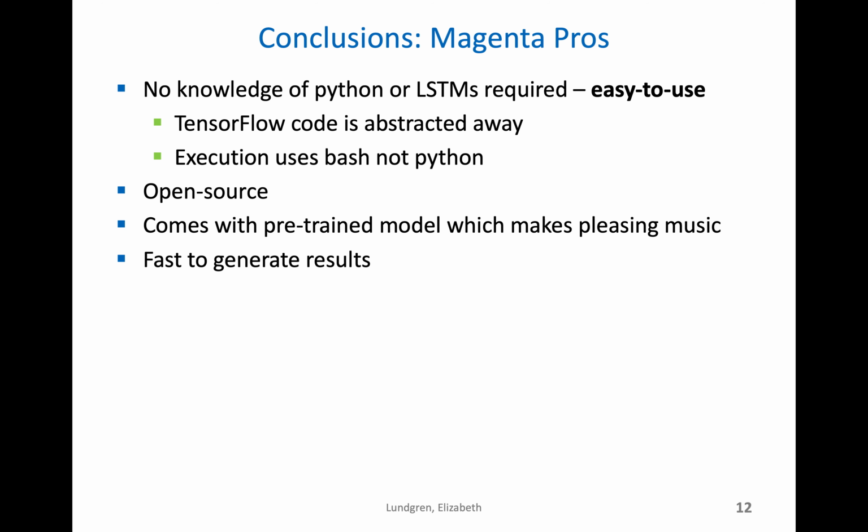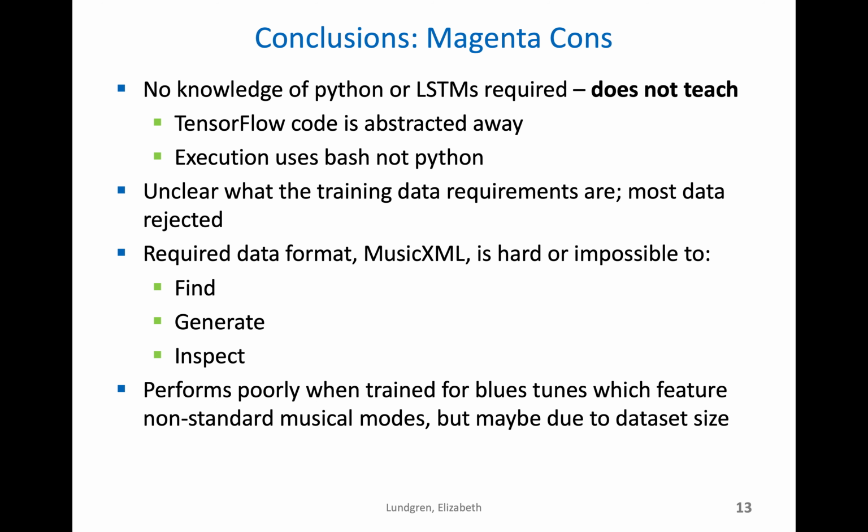So, in summary, Magenta is really easy to use. You don't actually have to know Python or LSTM concepts, so that makes it really accessible, and you can download it from the internet. It comes with this pre-trained model, which means you don't have to actually go search for data, and it's really fast to generate results. You get music generated within seconds.